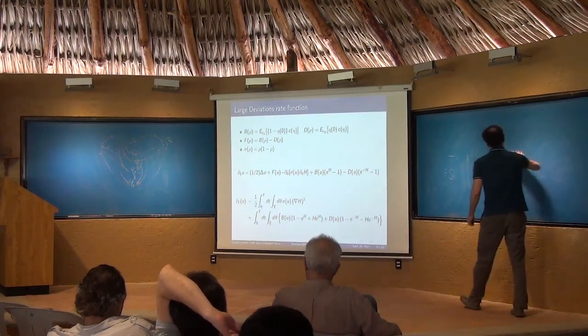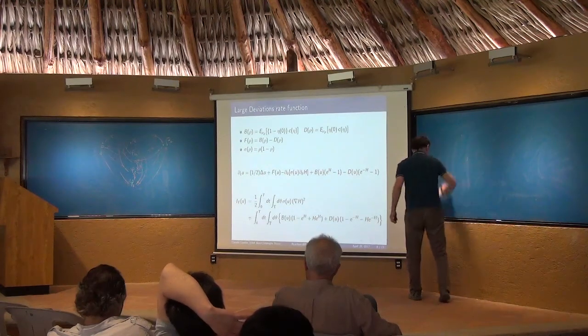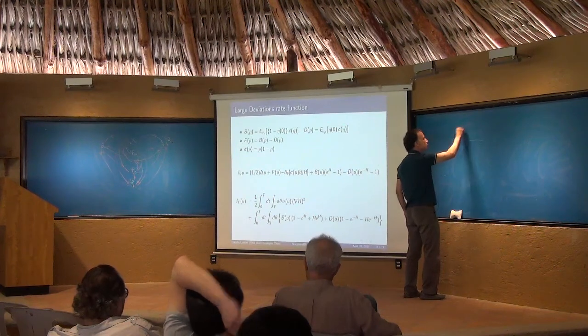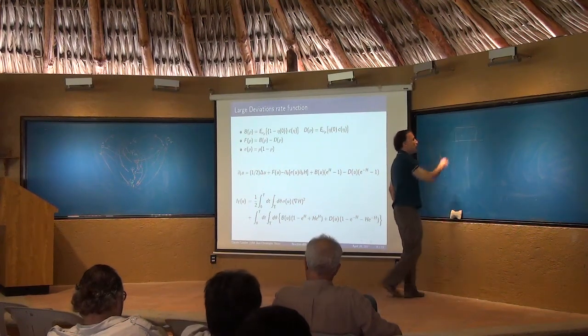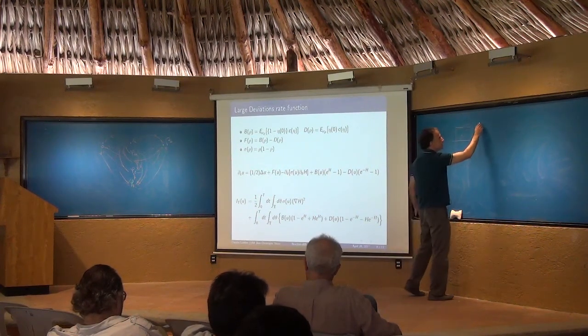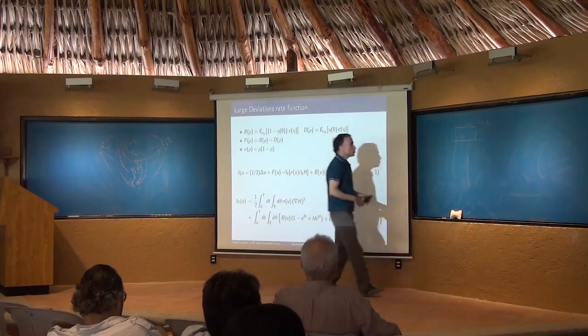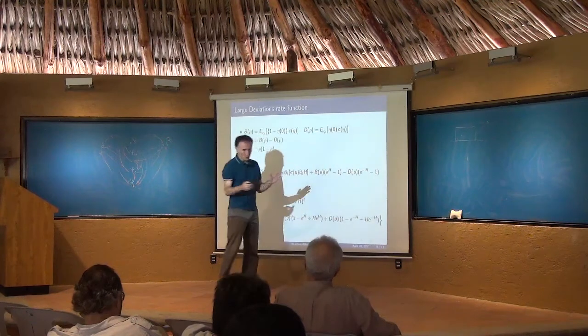So let's say that we have a bump. So here's your density profile on the torus. And let's say that you want to move your density profile to the right. So there are two ways in which you can move this profile.